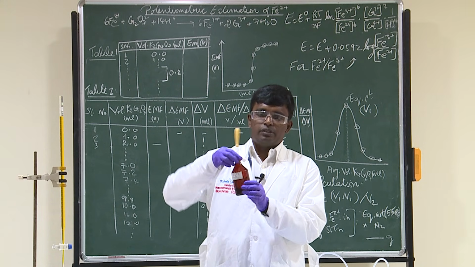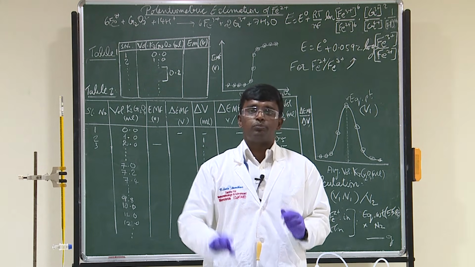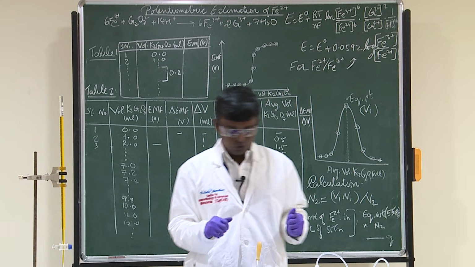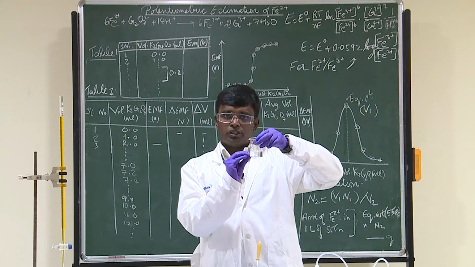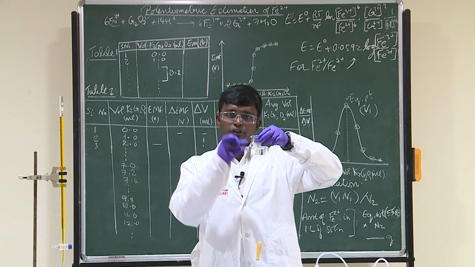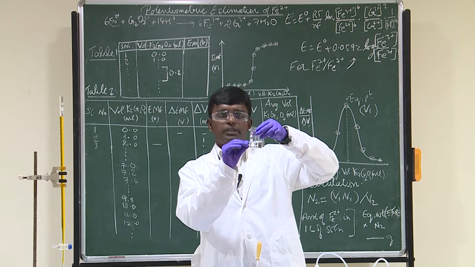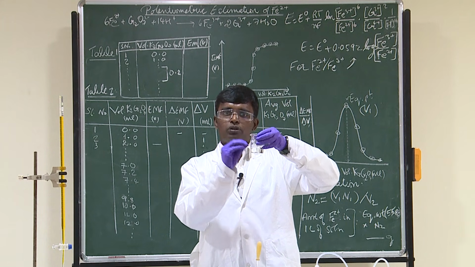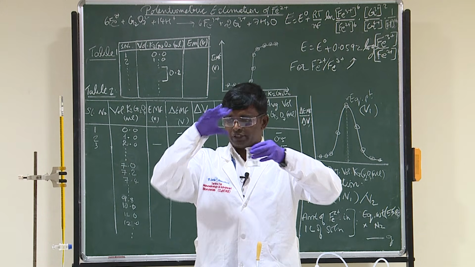Sulfuric acid is added basically to assist the oxidizing power of potassium dichromate. What I have done is I have already pipetted out 10 ml of the Fe2+ solution and one test tube full of sulfuric acid, which is to enhance the oxidizing capability of potassium dichromate, and some amount of water, sufficient to immerse the electrodes inside.